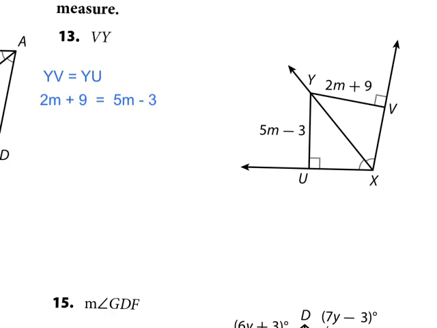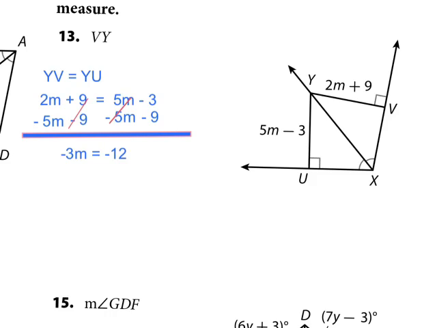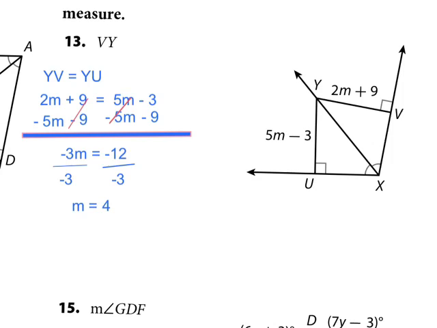The rest of the problem is algebra, so letters to the left and numbers to the right. Take 5m and move it over to the other side, make it negative. Take your positive 9 and move it to the other side, make it negative. As you can see, the 9's will cancel, the 5m's will cancel, and we will be left with negative 3m equals negative 12. Now we're going to divide by negative 3, and that will leave us with m equals 4.